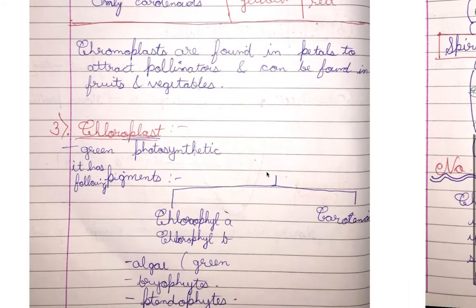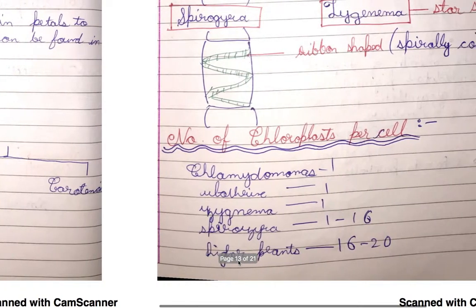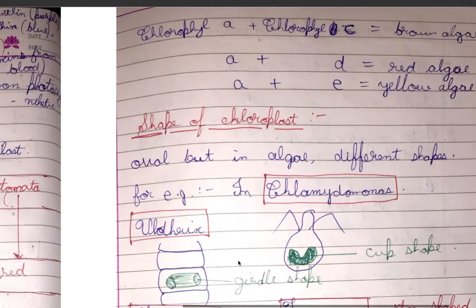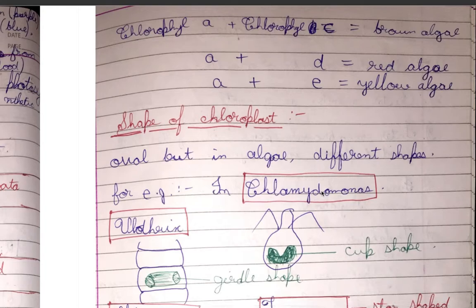Now chloroplast, very important. It is green and photosynthetic, and it has the following pigments: chlorophyll a, chlorophyll b, and carotenoids. Chlorophyll again a and b. High chlorophyll examples are present in algae, bryophytes, pteridophytes. Chlorophyll a and c mixture is found in brown algae. a and d is in red algae, a and e is in yellow algae.